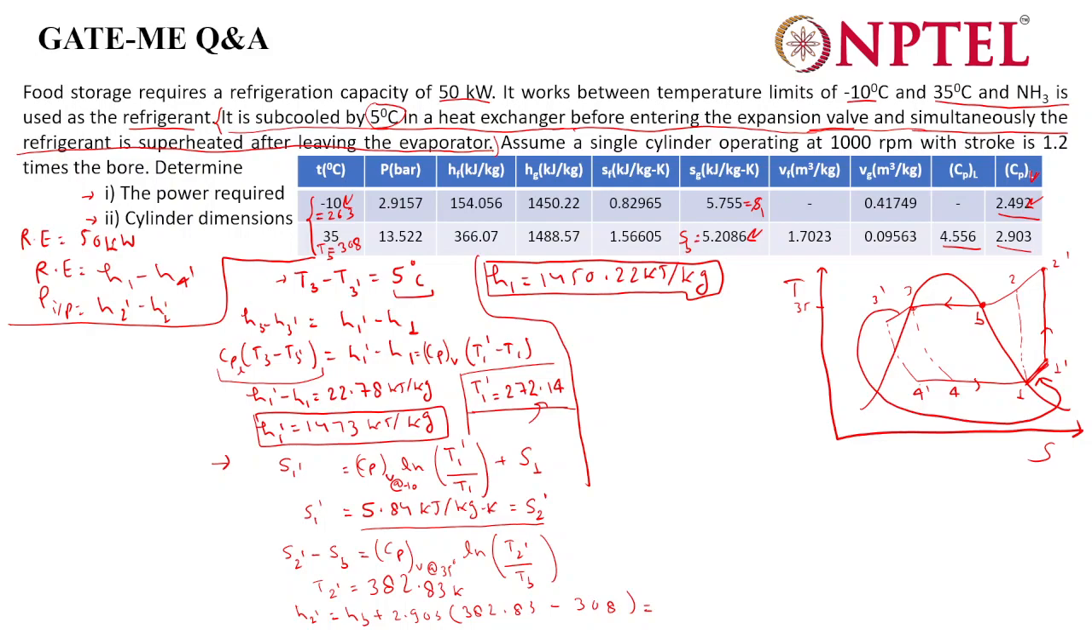1708. Okay, fine. Now we know the value of H2 dash also. Enthalpy values I am putting under brackets, so later it will be easier to collect. So H3, we already know. HF is this value, right? 366.07 kilojoule per kg. Correct?